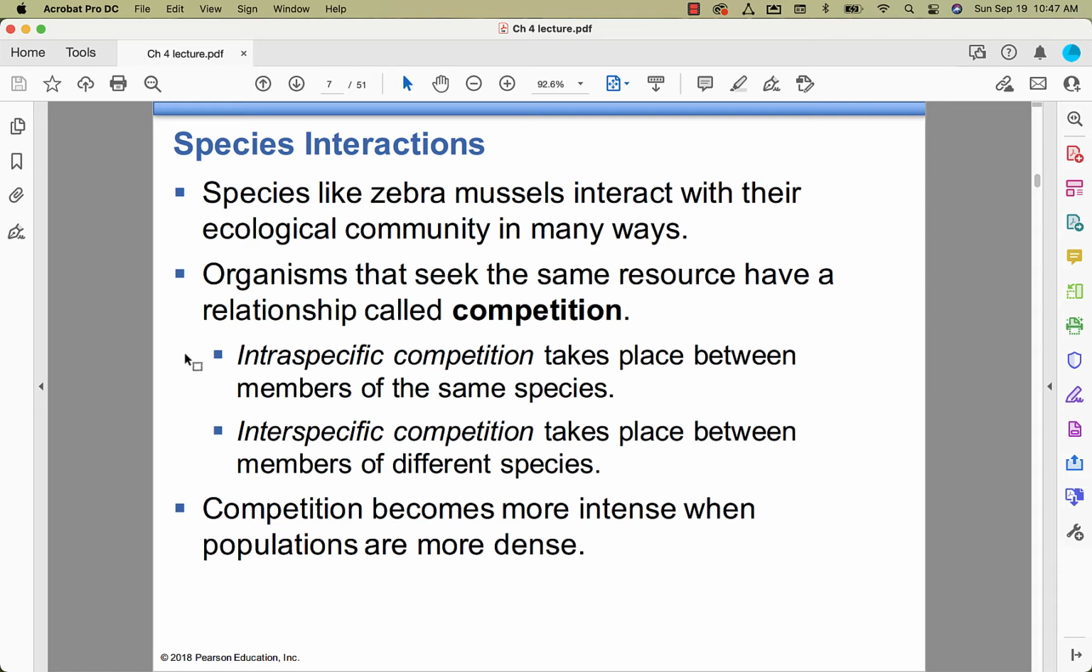Interspecific is between members of different species. And here's our Captain Obvious statement for at least this part of the chapter. Competition becomes more intense when populations are more dense. When there are more individuals competing for the resource, the competition raises. Okay, it's more intense competition.